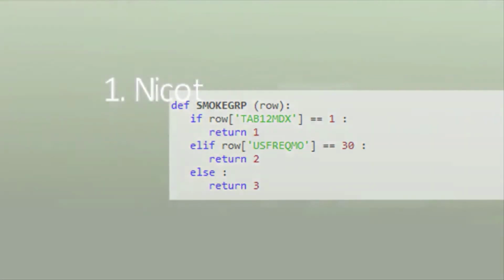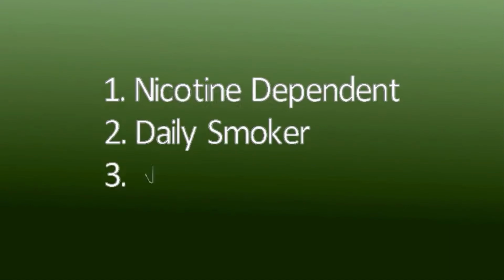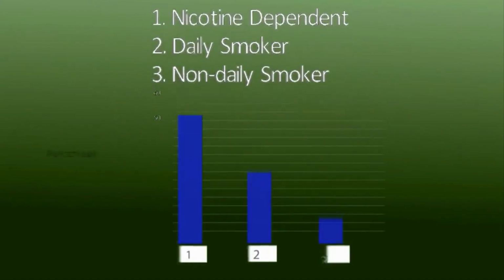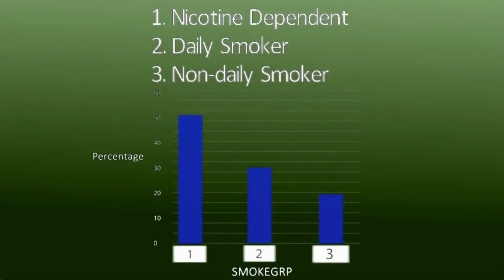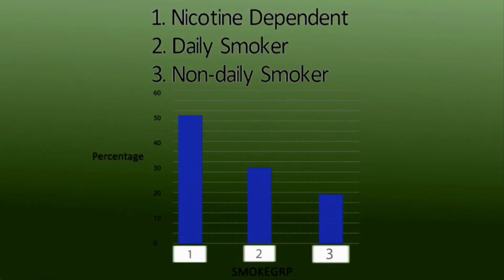This sample can be described with these 3 smoking categories. This univariate bar chart shows that about 50% of the young adults sampled are nicotine dependent, about 30% are daily smokers without nicotine dependence, and almost 17% are non-daily smokers. However, to examine a relationship between this variable as the response variable and another, we need to collapse this to only 2 categories. To do this, we need to make some decisions.